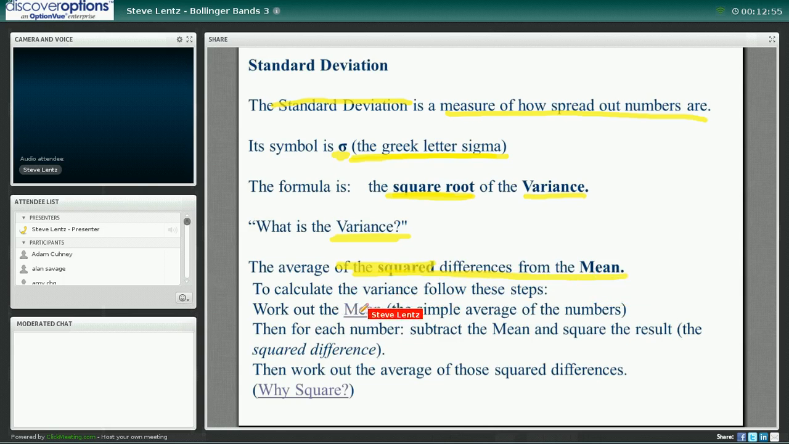All right, so to calculate the variance, first we have to find out the mean. And then for each of the numbers, for each of the canines we're going to look at, or for each of the prices we're going to look at, we have to determine the difference. And then we square that difference. We subtract the mean, and then we square that result. And then we work out the average of those squared differences.